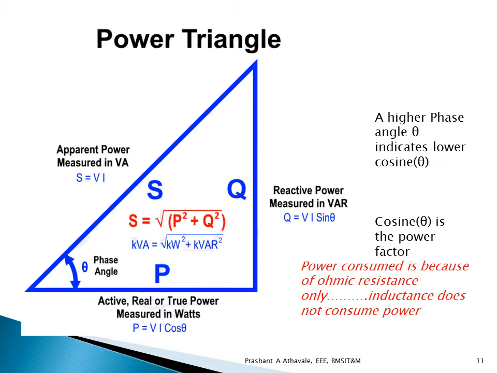And if it is a pure inductive circuit, so let's suppose it is a pure inductive circuit, then cosine of angle, what will be the angle? The current will be lagging the supply voltage by exactly 90 degrees. Therefore angle will be 90. The cosine of 90 will be 0. Therefore VI into cos of 90 is VI into 0, which is 0. That means real power or true power is going to be 0. That means the inductor will not consume any power.